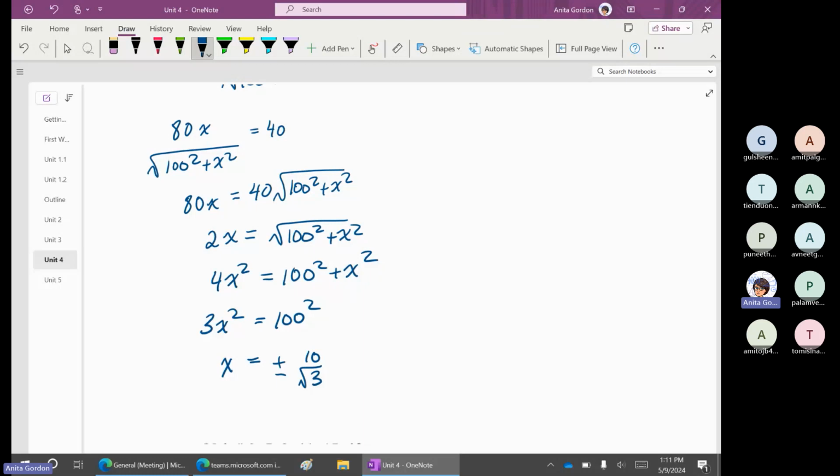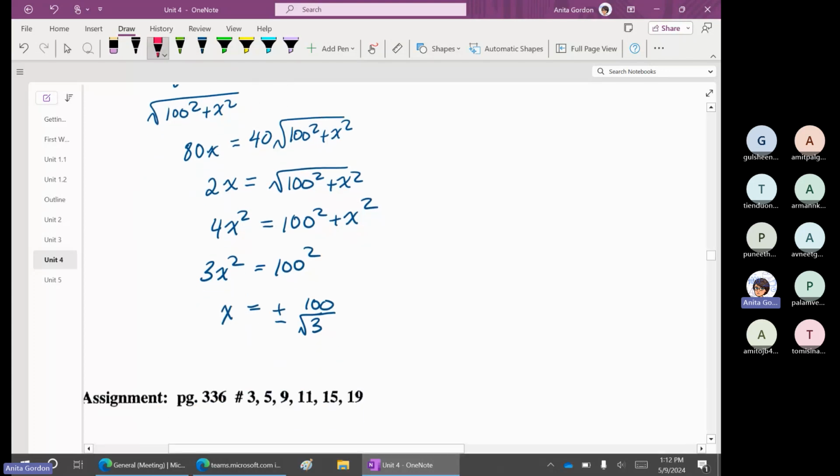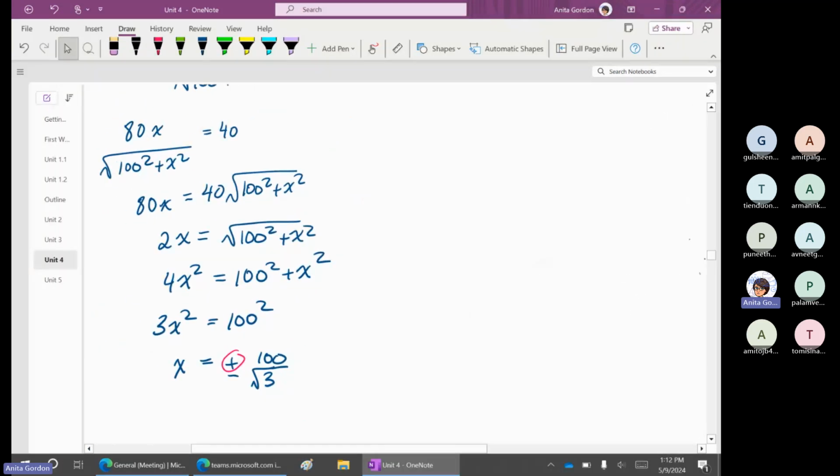Is that about right? Oh, yeah, sorry. It's 100 squared, square rooted, so it's 100. Yes, sorry, thanks for catching that. Okay, these are our possible values. What makes sense? Do I need to check both of them? Just the positive, right? I can't have a negative length. It's got to be a positive number. So I only have one critical point.